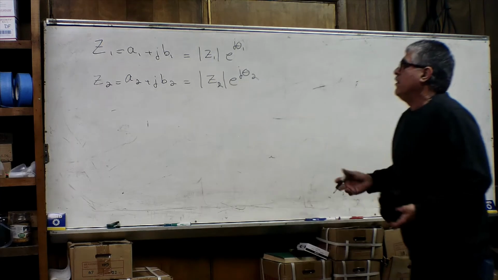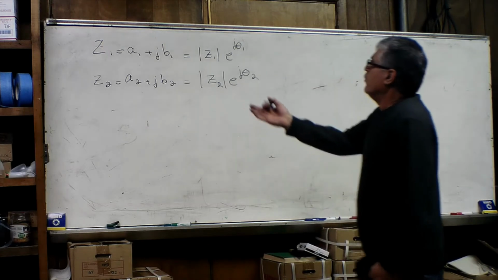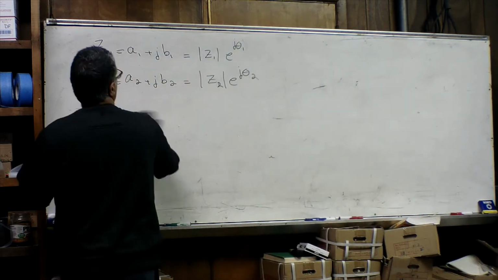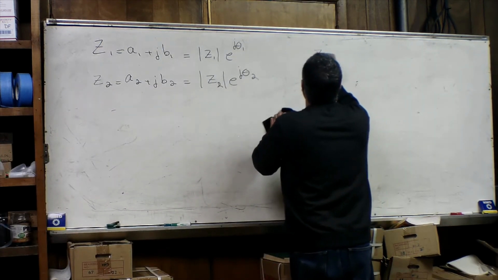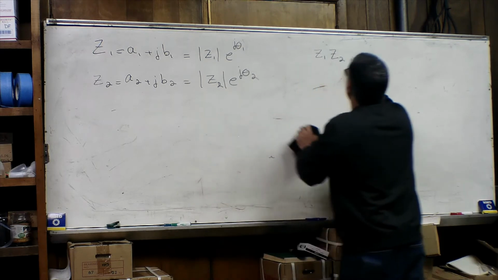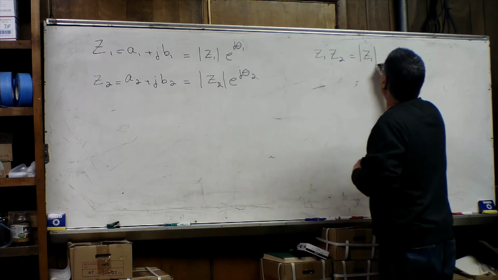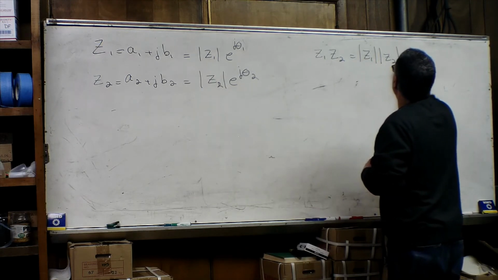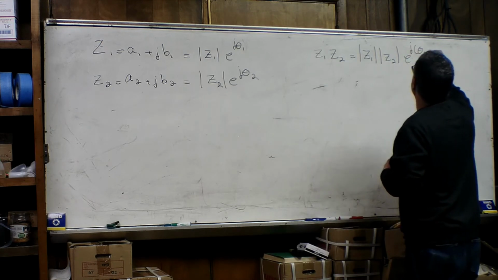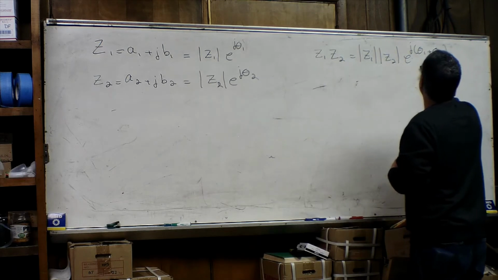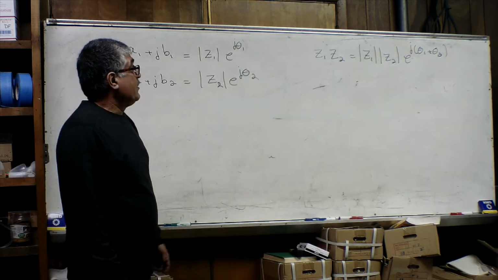Now let's say we want to multiply these two numbers. If we want to use the exponential form, z1 times z2 will be equal to the absolute value of z1 times the absolute value of z2, multiplied by e to the power j times theta 1 plus theta 2. Done.